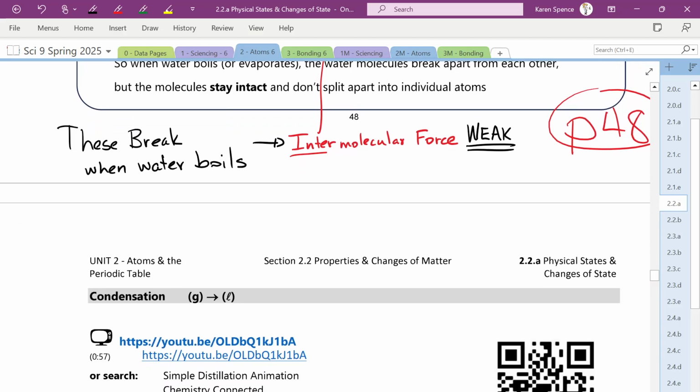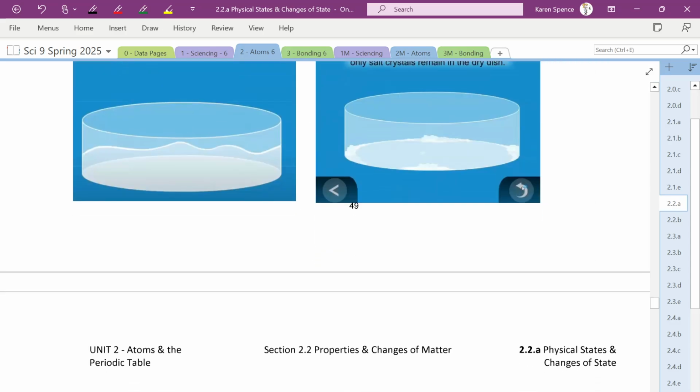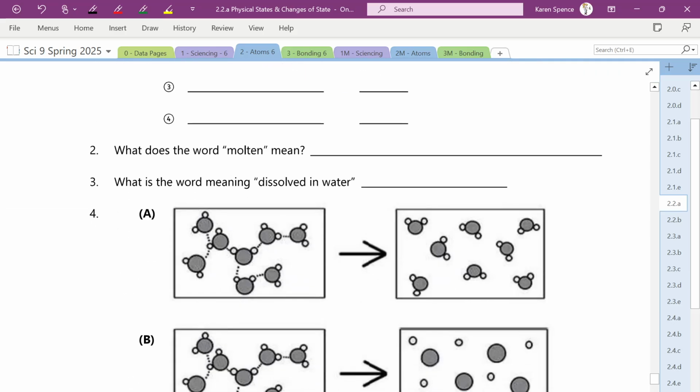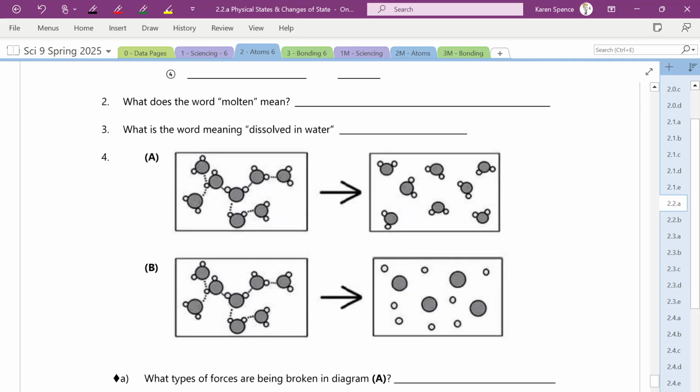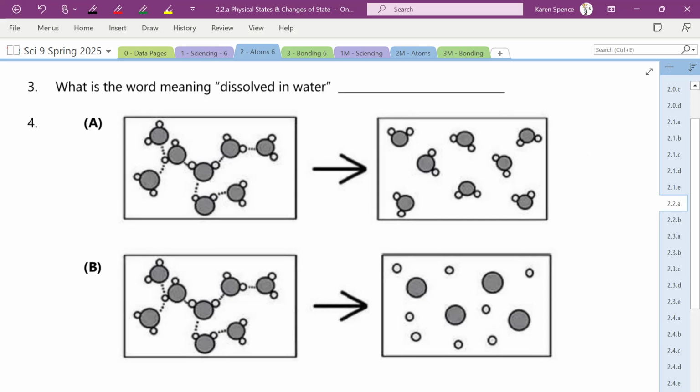All right. So I wanted to just go to page 52 really quickly, and let's take a look at number 4. Which picture is correct? If this is boiling, A is correct because we break the intermolecular forces.